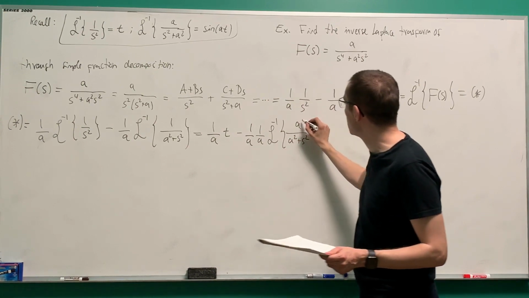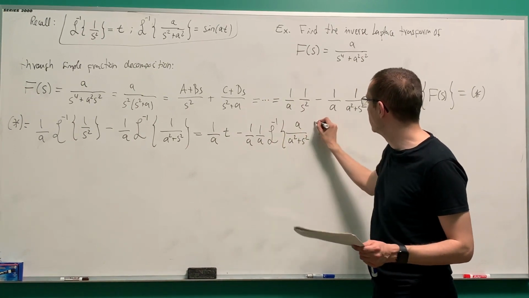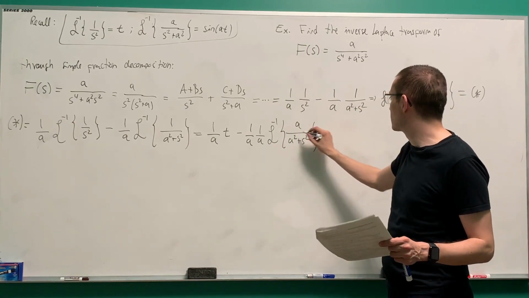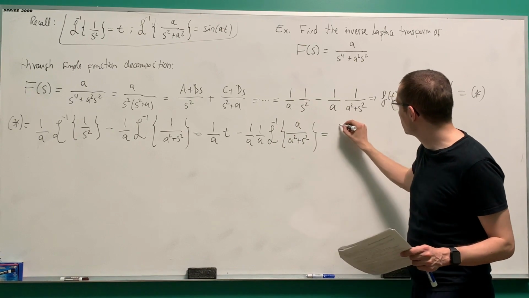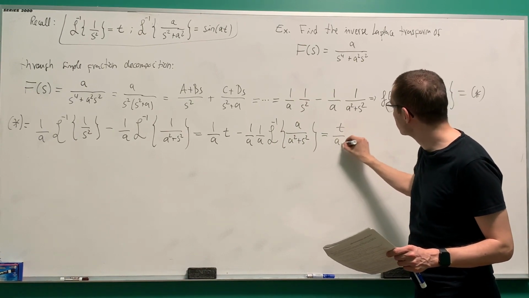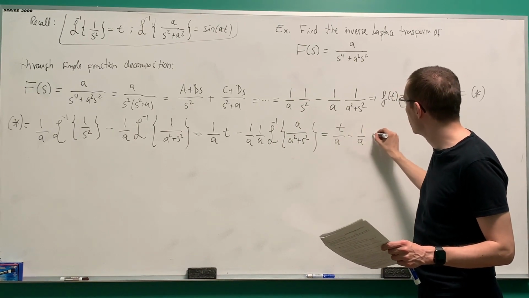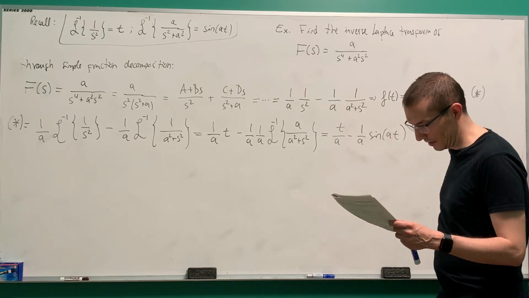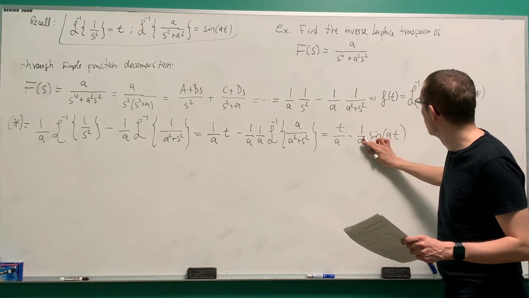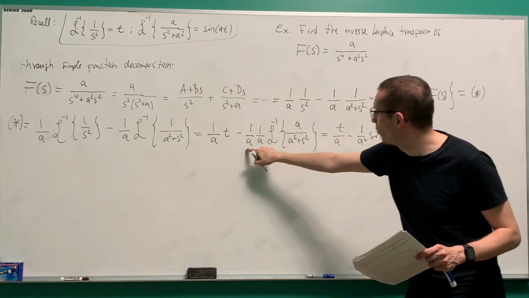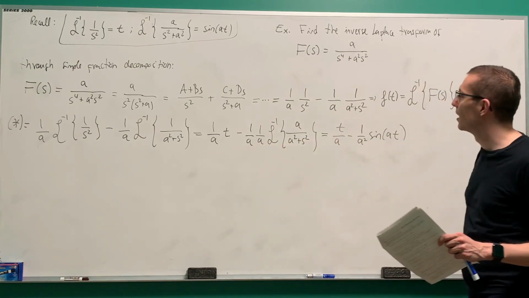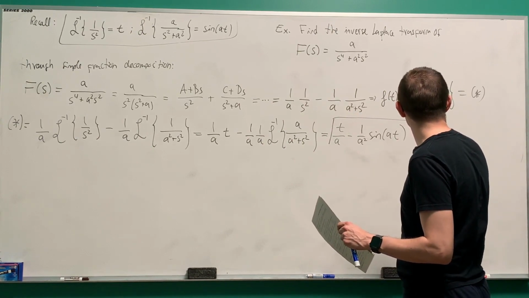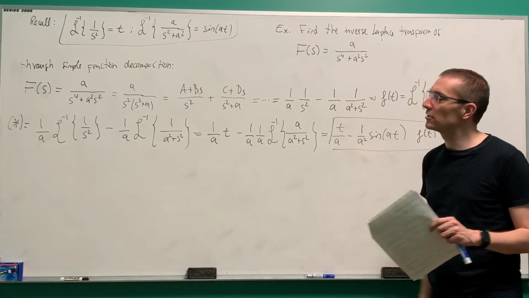right? Linearity of the Laplace tells me that these a's cancel. But now it looks like the Laplace transform of the sine, so that means that this is equal to t over a minus 1 over a sine of a t. Okay, a squared, like that. 1 over a squared, right? 1 over a times 1 over a. All right, and that is f of t. And that solves the problem. That's the inverse Laplace transform.